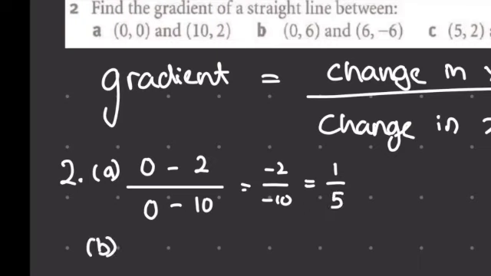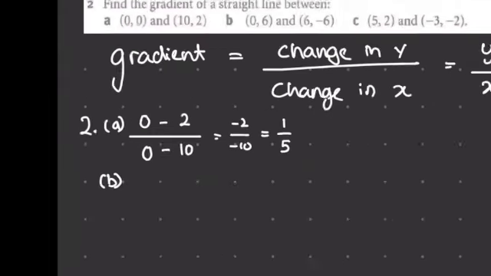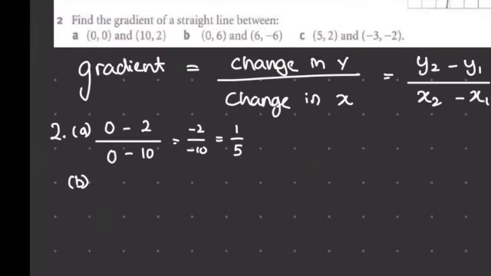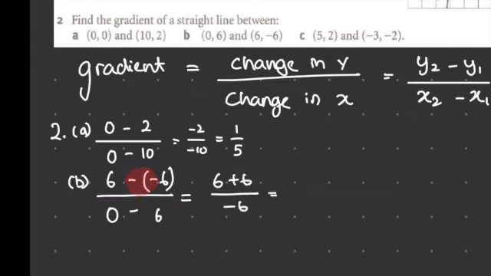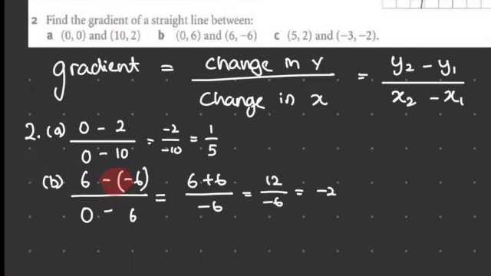Then let's look at B. Do the same if you want to. Put the 6 first, y coordinate, x coordinate, minus, minus. And now we're going to do this one here, -6. Trust the process. Negative, negative, this one will eventually make a positive. So 6 plus 6 over -6, 12 over -6, -2. Yeah, that's how you get it.